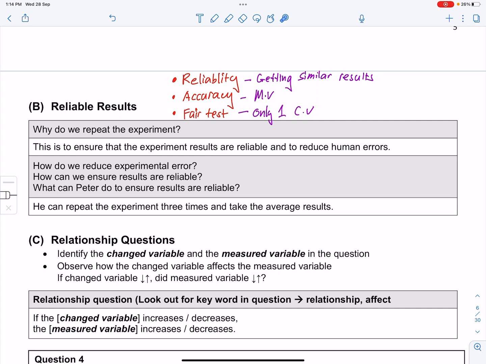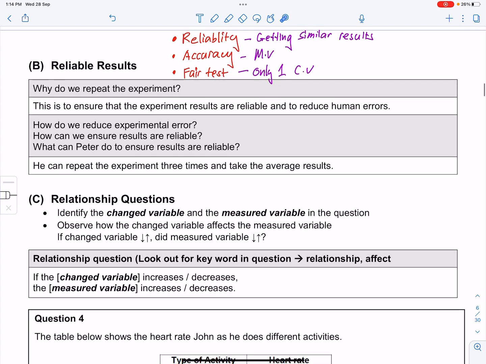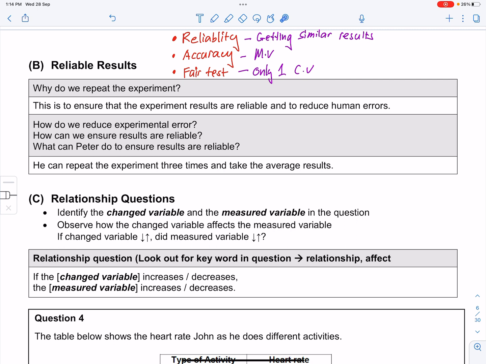See? So these three are very distinct, different questions asking about different things in the experiment. You need to understand what the question is asking for. If not, you will write the wrong answer. Alright? So reliable results here tells us why we repeat the experiment: to ensure the experiment results are reliable and to reduce human errors.